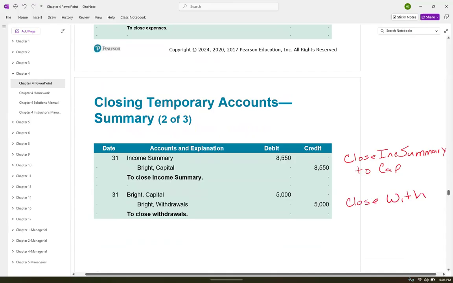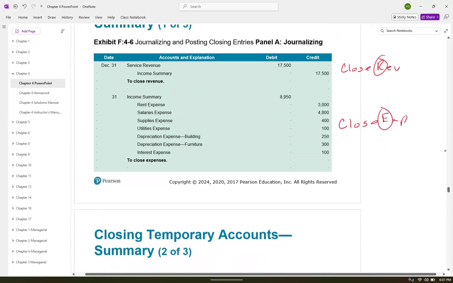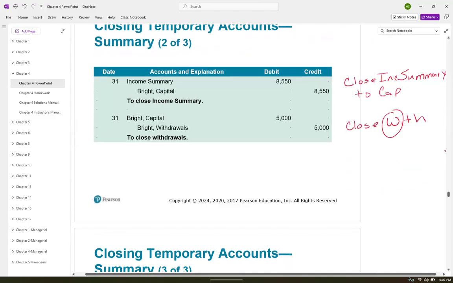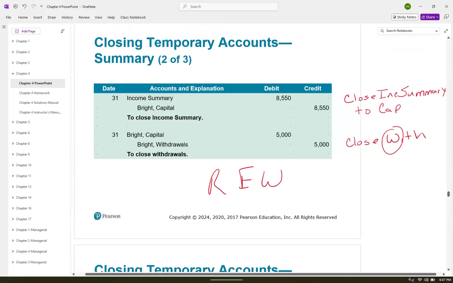Okay, here's your little acronym. We have REW. All of y'all are probably so young you don't remember that that is an actual abbreviation for rewind, which makes perfect sense because in this closing process, I've already said if you feel like this is a little bit backwards, then that's good because that's exactly what we're doing. We're closing the revenues, expenses, and withdrawals to zero, and now those accounts have a zero balance in them so that we can start over for the very next period.